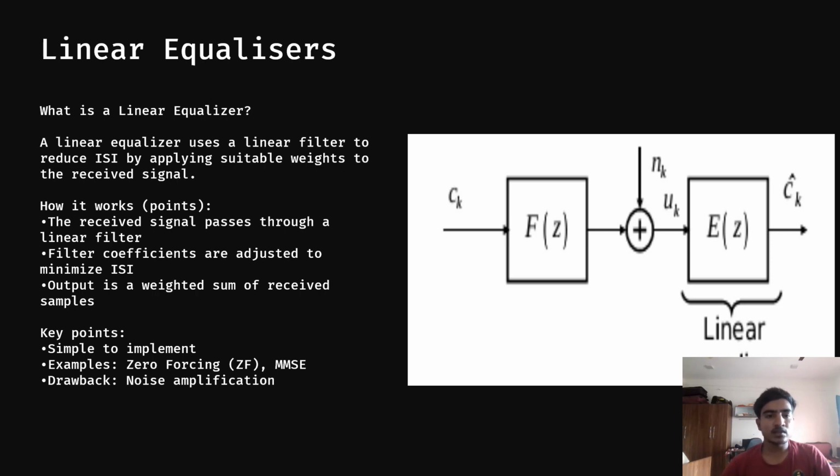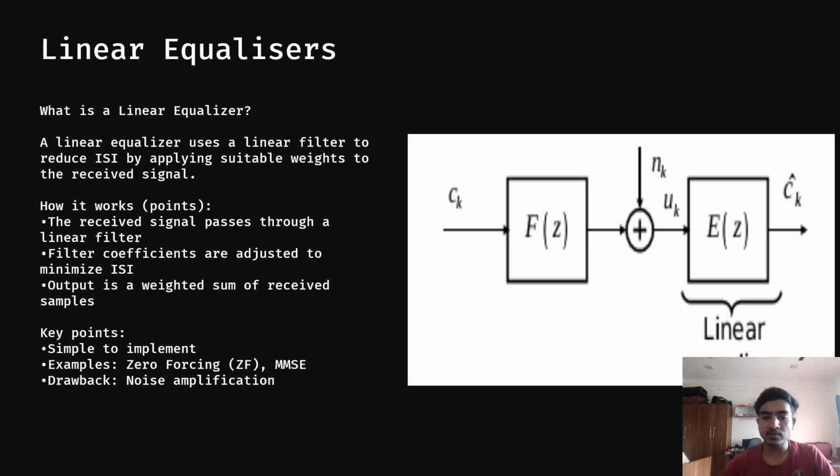And we'll see through the first one, the linear equalizer. What is a linear equalizer? A linear equalizer uses a linear filter to reduce ISI by applying suitable weights to the received signal. This is how it works. The received signal passes through a linear filter. This is the linear filter. The filter coefficients are adjusted to minimize ISI.